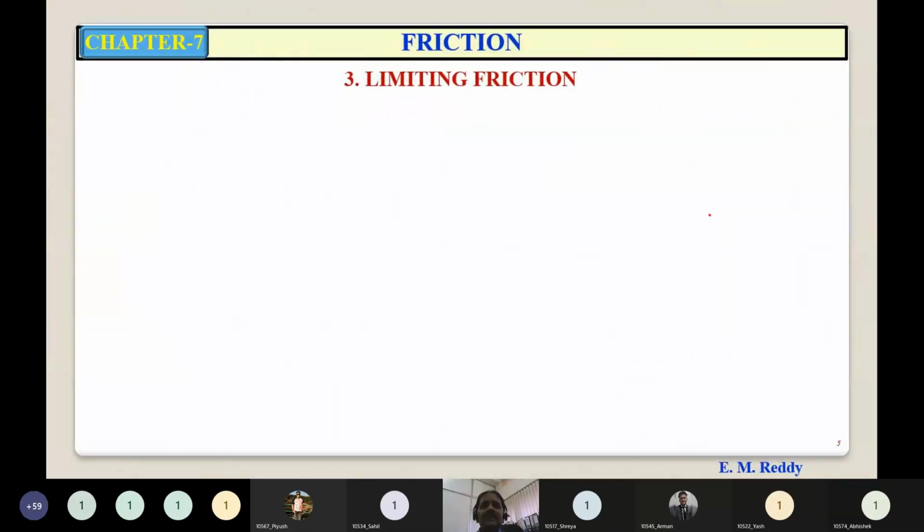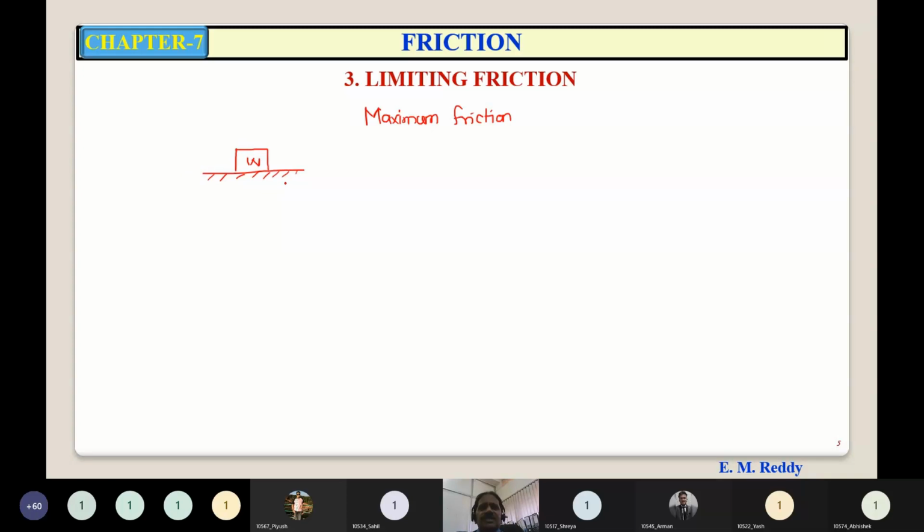Now, what do you mean by limiting friction? This limiting friction is the maximum friction. Yes, sir. Now, let us consider a body which is kept on a horizontal surface. Say W is the weight of the body.